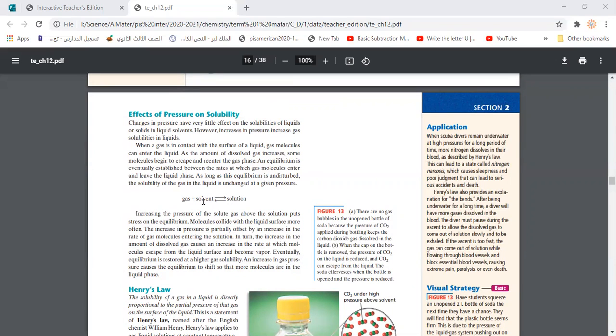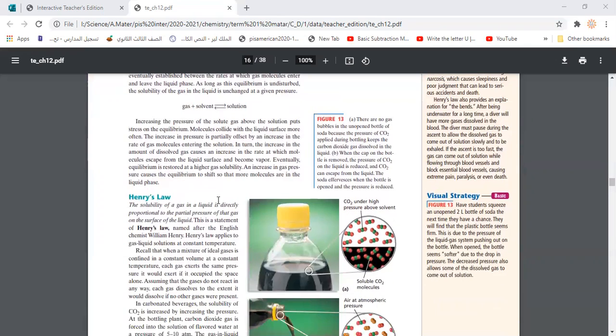But once we increase the pressure, that means we apply pressure on that gas, we force the gas to move more inside the solvent. In that case, we increase the rate of solubility. If we keep that pressure, the gas will be trapped inside the solvent, which causes an increase in the rate of solubility. That leads to Henry's law.